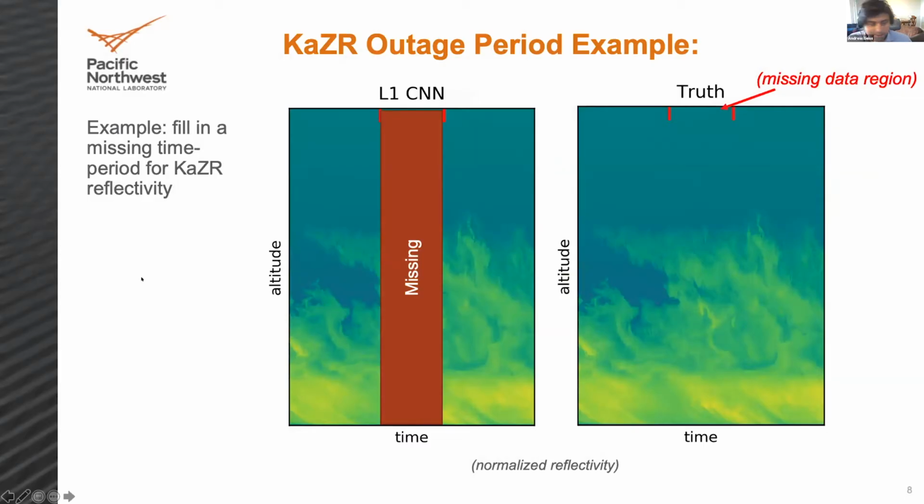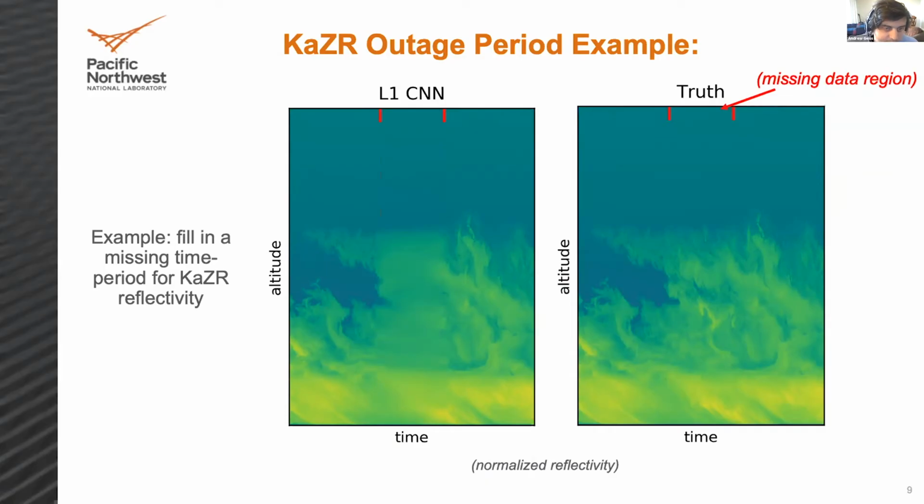So this is my first example here. This is KaZR data. So this is a time versus altitude plot of reflectivity. The reflectivities are just normalized in this plot, so they're dimensionless. So yeah, the idea here is what I've done is kind of simulated a failure for a small chunk of time, and basically taken all of this data in this big missing region out, and asked the neural network to try to reproduce the ground truth, which is shown over on the right.